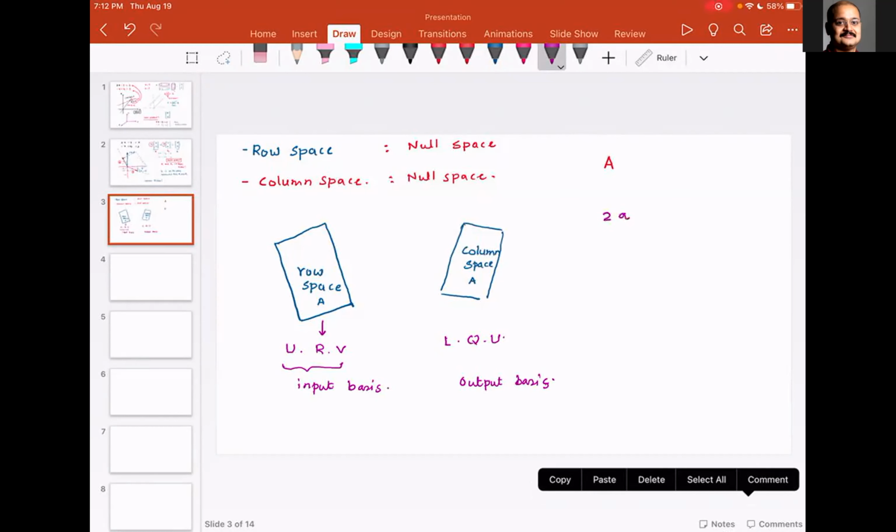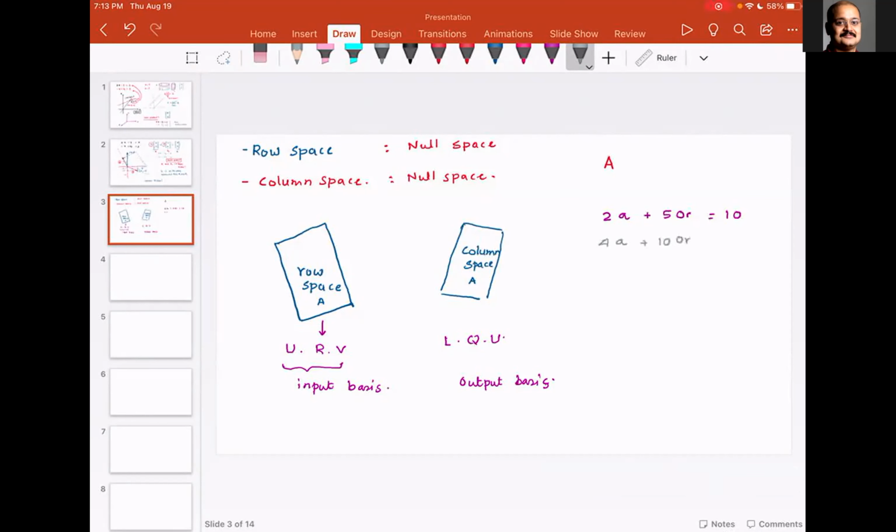I have 2 apples plus 5 oranges for $10. And now say I have 4 apples plus 10 oranges for $20. Now my question to you is, can you solve this problem? You cannot solve this problem because if you think about it, the first equation is a copy of the second equation.